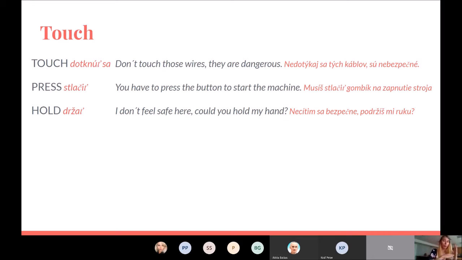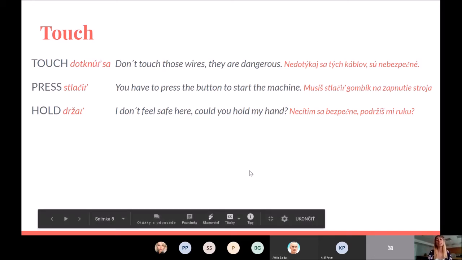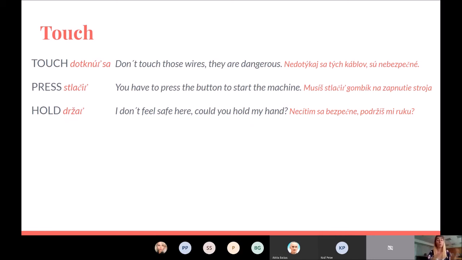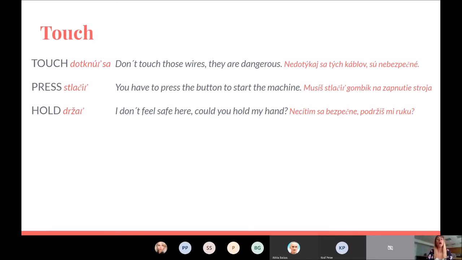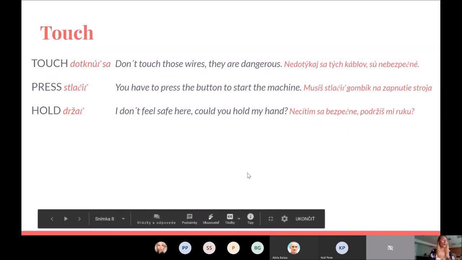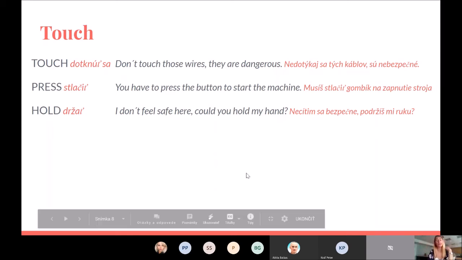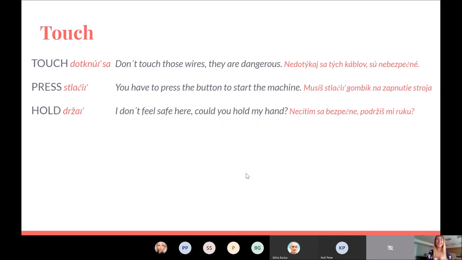So push or press. You have to press the button to start the machine, for example, or please press the button. So press. And then we use verb hold. So hold. Take and hold. I don't feel safe here. Could you hold my hand? So not just touch it, not press it, but hold it in your hands, for example, or hold it in your head as well. So please, if you have any question related to touch, press and hold, now is the time to ask, because we will move on to some exercise later.